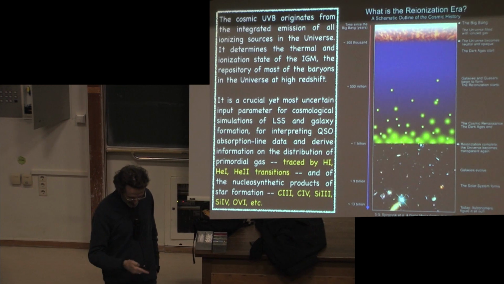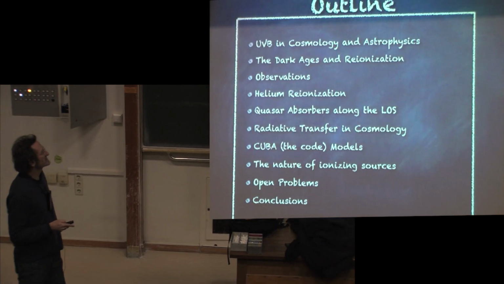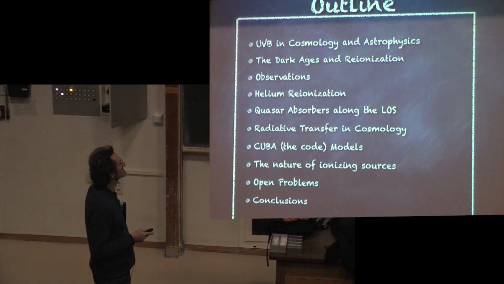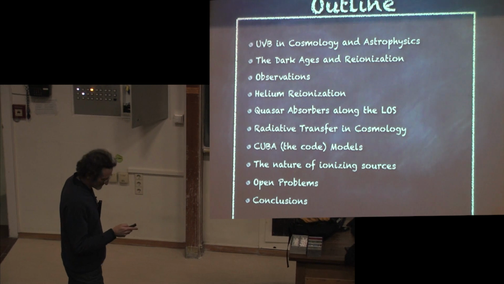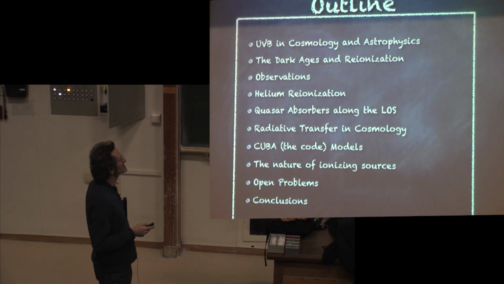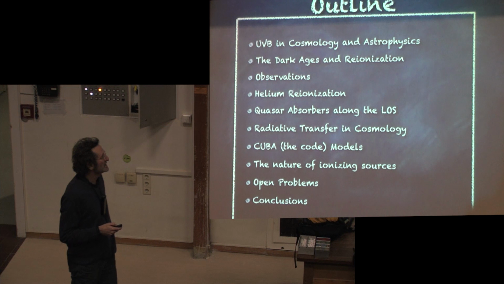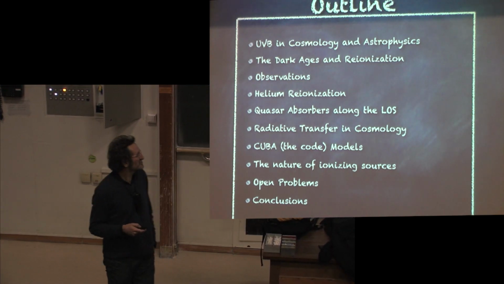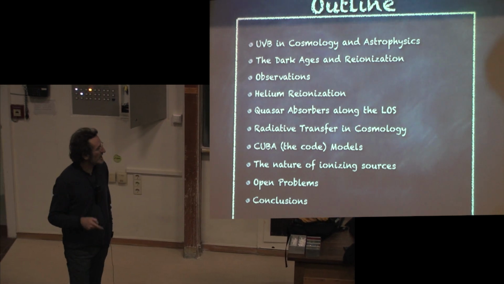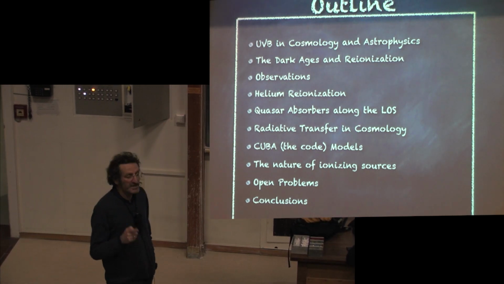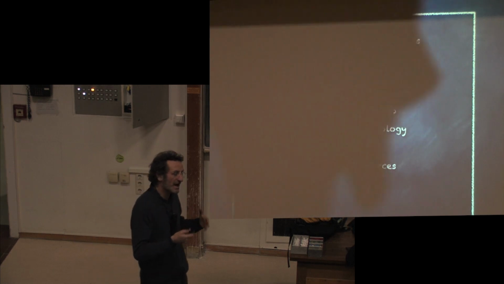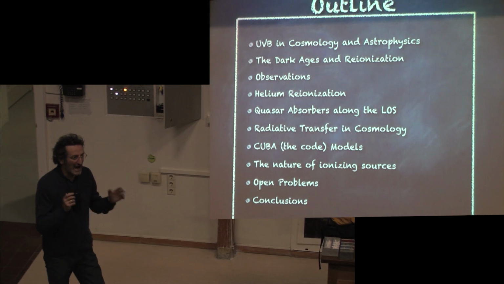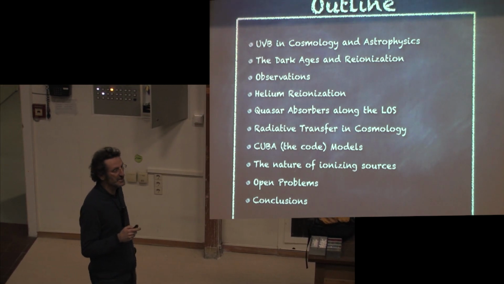This is a short outline of what I will talk about in the next 45 minutes. I will make a brief introduction to dark ages and the reionization of the universe. I will talk a bit about the observations of the ionizing sources. I will also touch on the very important subject of helium reionization, because usually we talk about hydrogen reionization, but helium is the other abundant element in the intergalactic medium.